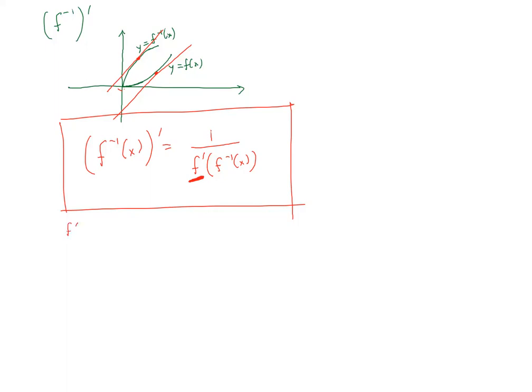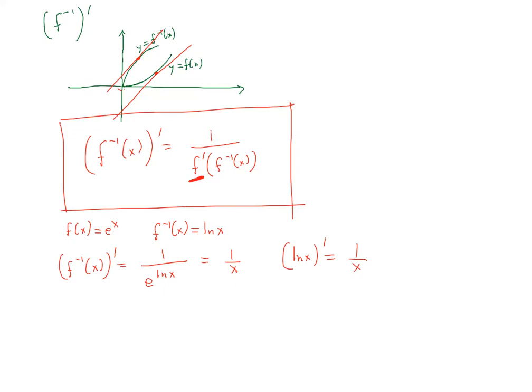So let's suppose that f of x is the exponential function, and then its inverse function is the logarithmic function. And we can ask, what is the derivative of the logarithmic function? And the answer is going to be, it's 1 over the derivative of the exponential function. And the derivative of the exponential function is itself composed with a logarithmic function, which gives you 1 over x. So the derivative of ln of x is 1 over x.